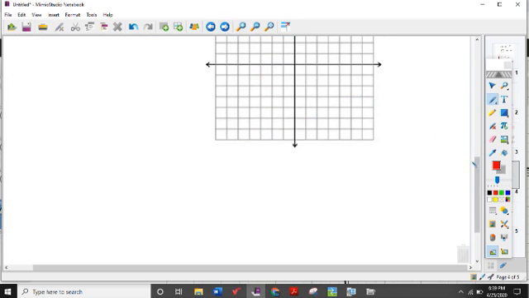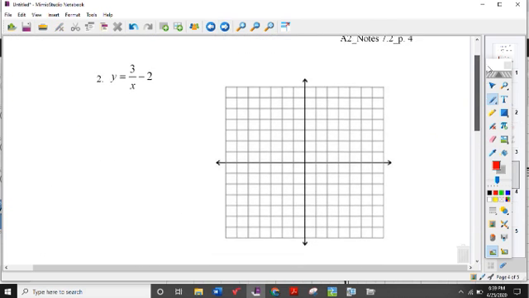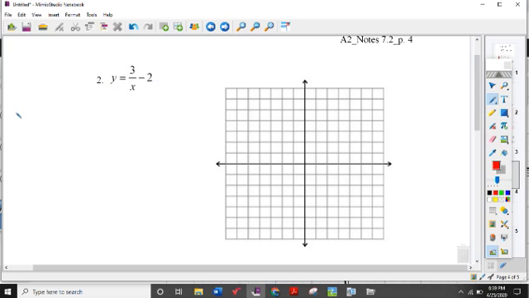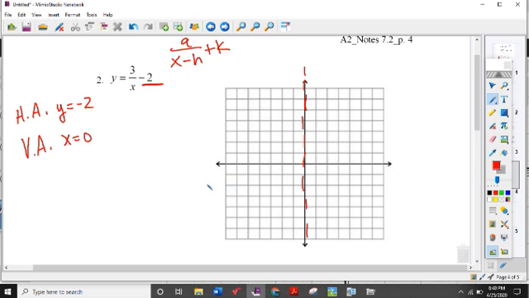All right, moving on to the next example. Y equals 3 over x minus 2. Again, the first step is to find my horizontal asymptote and my vertical asymptote. And our formula is a over x minus h plus k. K is my horizontal asymptote. So my horizontal asymptote occurs at y equals negative 2. And my vertical asymptote occurs where the denominator equals 0. Well, that equals 0 when x is 0. So that's our y-axis, that's our vertical asymptote, and our horizontal asymptote is at negative 2.